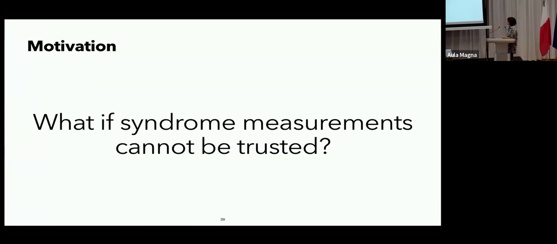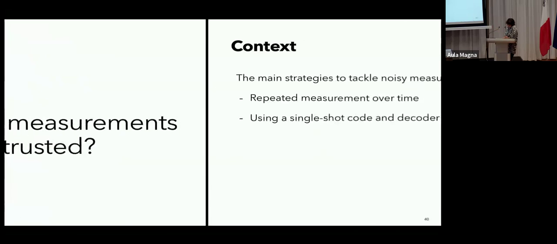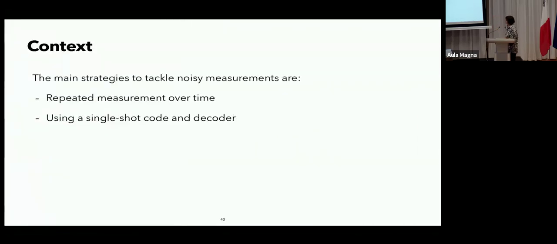But in both cases, what so far I have tried to do is just think that they were correct. But we cannot realize a quantum operation perfectly, so that's prone to error as well. And as I mentioned, to contain this problem, there are two kinds of proposals. One is just to repeat the measurements and have a repetition code over time. And the other one is to use something else that we're going to call a single shot code and decoder.